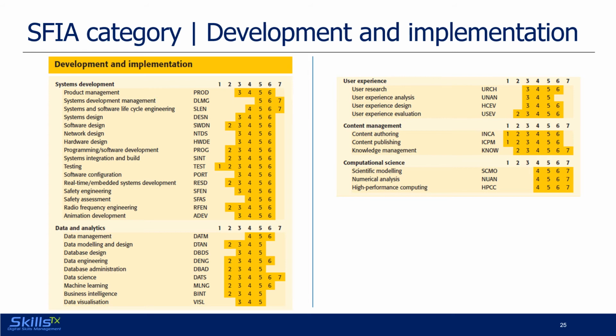You'll notice a few skills that were in other categories have moved into this category. So product management used to be in relationships and engagement. That's moved into here. Felt that that was a better grouping and a better fit alongside things like systems development management. We have radio frequency engineering has moved from delivery and operation into here. We also have a number of other changes there. You've got data visualization, machine learning, business intelligence, those that were really associated with analytics, which used to be in the strategy and architecture category. They're now here.